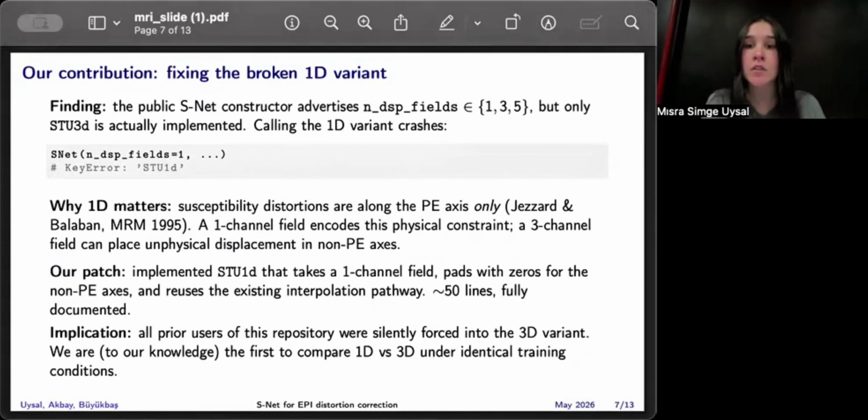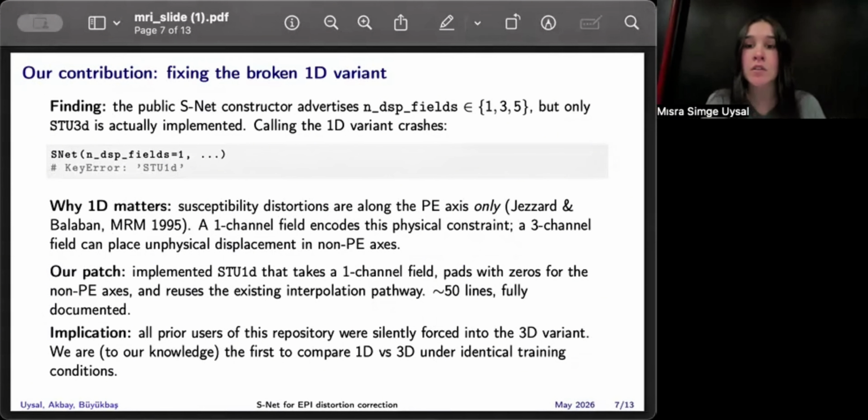When we tried to instantiate the 1D variant, the code crashed with a KeyError: STU1D. It turns out only the 3D STU is actually implemented. The 1D and 5D options are advertised but never coded. This is a latent bug that's been in the repository for 5 years, so we patched it.